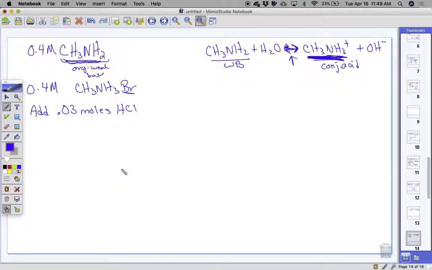So you have a solution that contains 0.4 molar methylamine, this thing, and 0.4 molar that bromide. I don't even know what that anion's called. And you're going to add to it 0.03 moles of HCl.